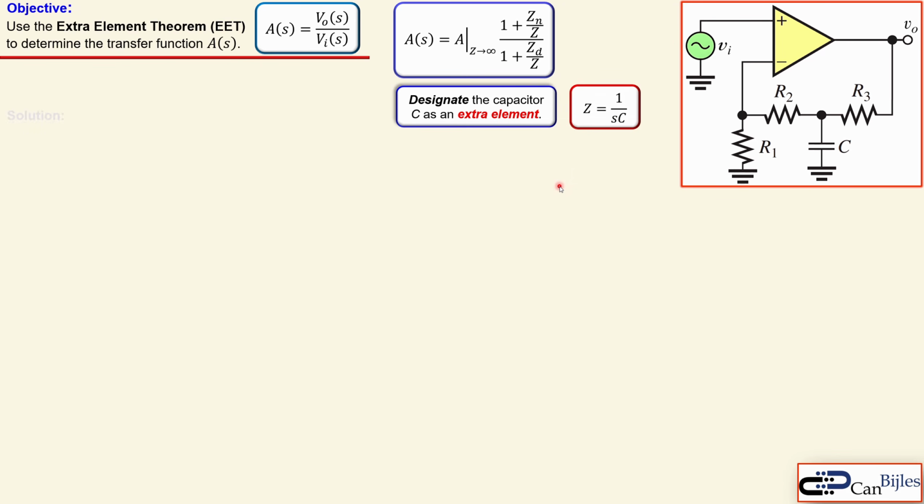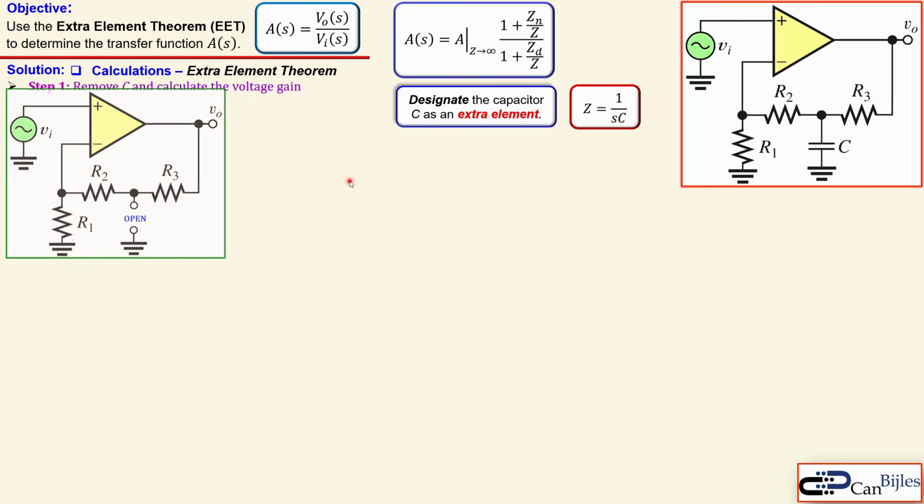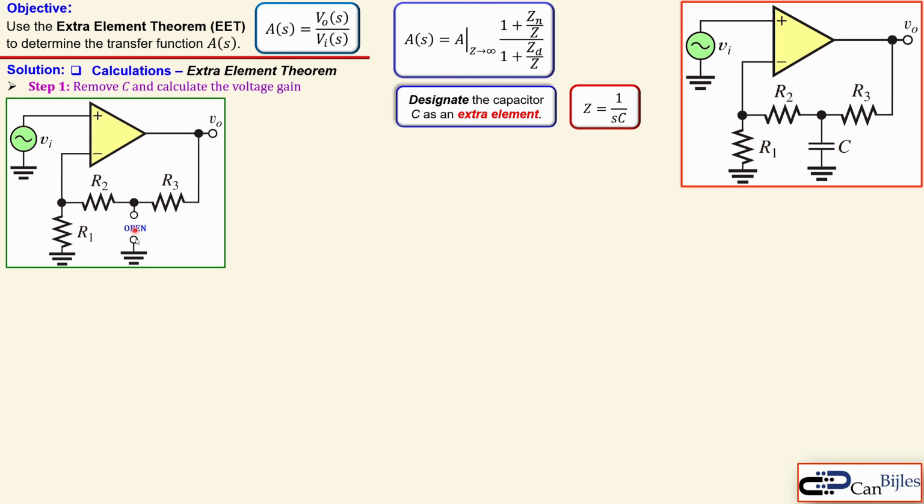Okay, so let's see the solutions. In this case, we will do the calculations first and use the extra element theorem. Step 1 is we will remove the capacitor C, that's our extra element, and calculate the voltage gain. And there we will determine actually this part of the expression. So we have this circuit, and you see here the opened capacitor, so that's gone. And we will here determine now the voltage gain.